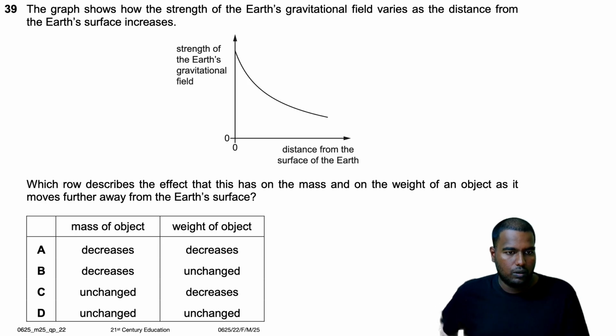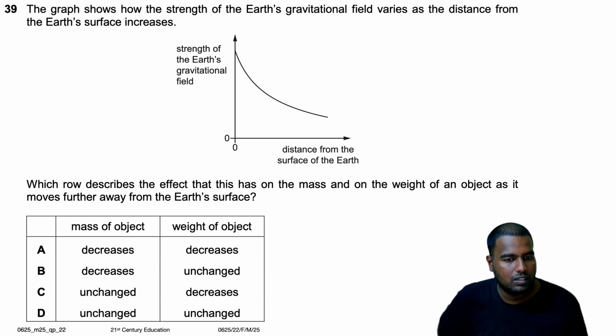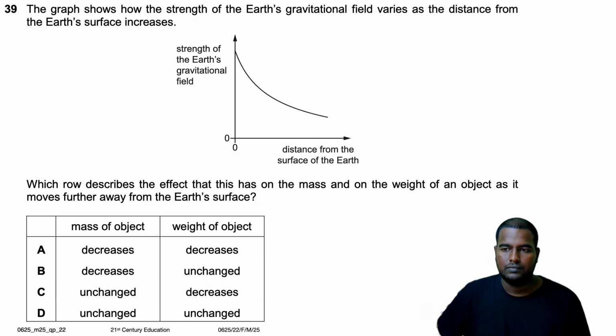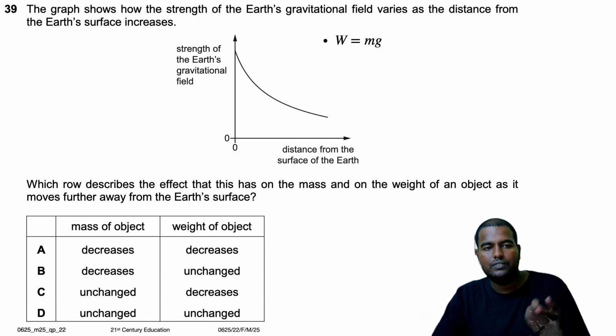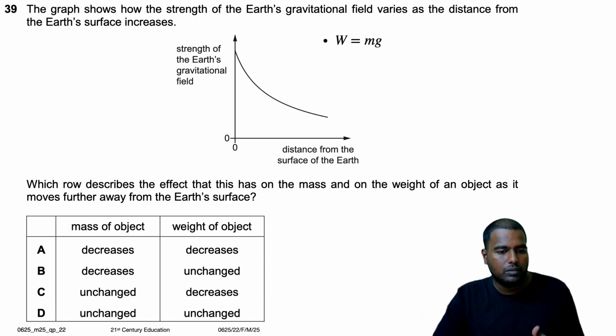The graph shows how the strength of the Earth's gravitational field varies as the distance from the Earth's surface increases. Which row describes the effect that it has on the mass and weight of an object as it's moved further away from the Earth's surface? We know that weight is mass times acceleration due to gravity, and the mass does not change. So the mass of the object is unchanged. So it's either C or D. As we move away from Earth, the distance increases and the strength of the gravitational field decreases. So the weight of the object will also decrease. So option C.